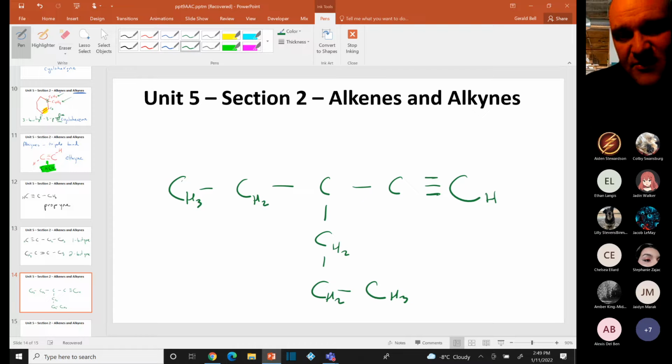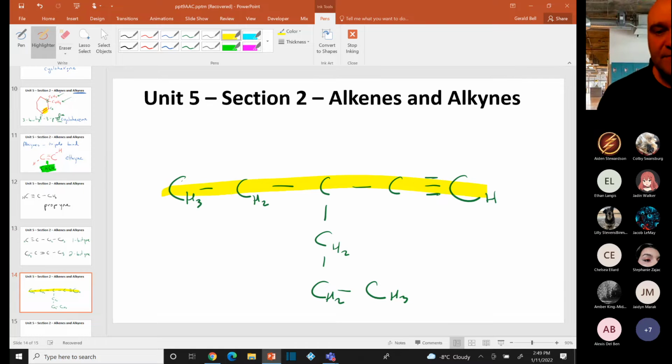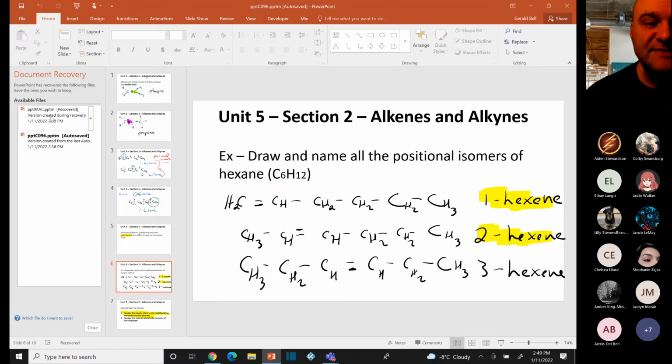So again, your first thought when you look at this one is, oh, we just want to draw this straight across. That may or may not end up being the right answer. It's actually not the right answer, because if you're looking for longest chains, you can actually get a longest chain with 6 carbons in it.